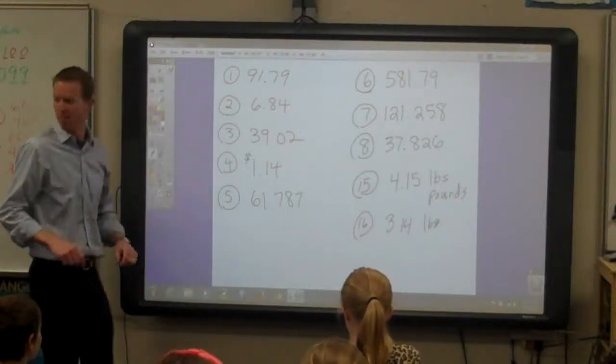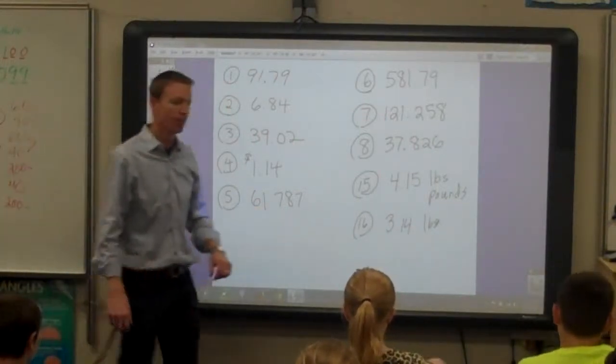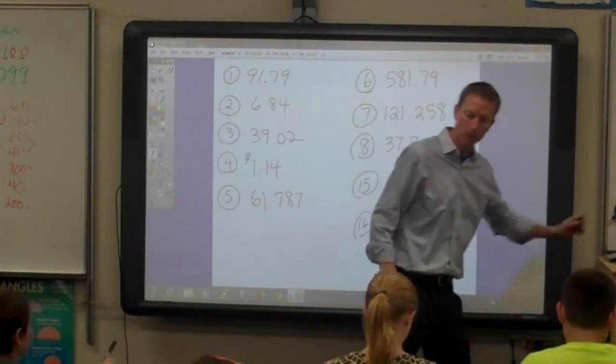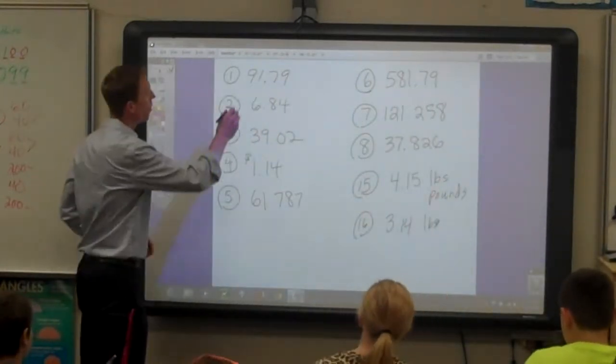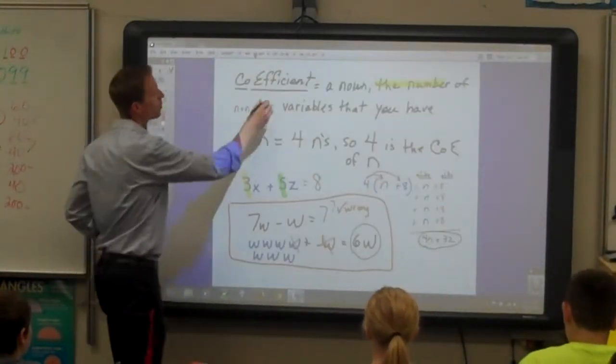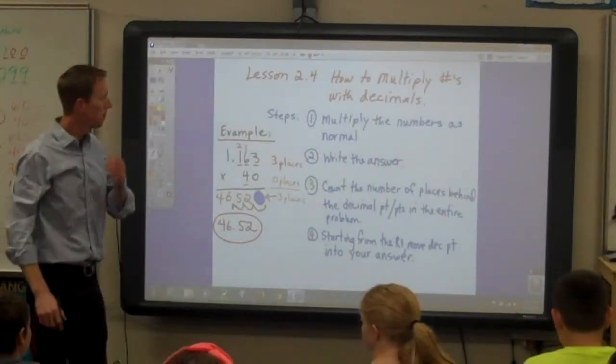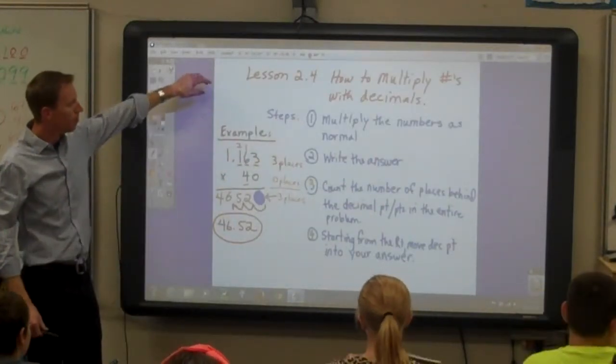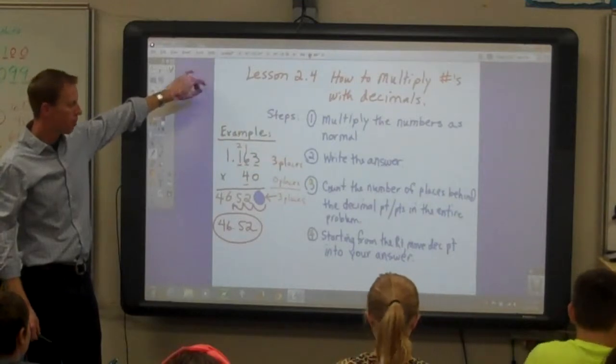Class, Lesson 2-4. This is about multiplying with the decimal point. Multiplying numbers with decimal points. Here we go. Here's our 6th grade lesson: how to multiply numbers with decimals.